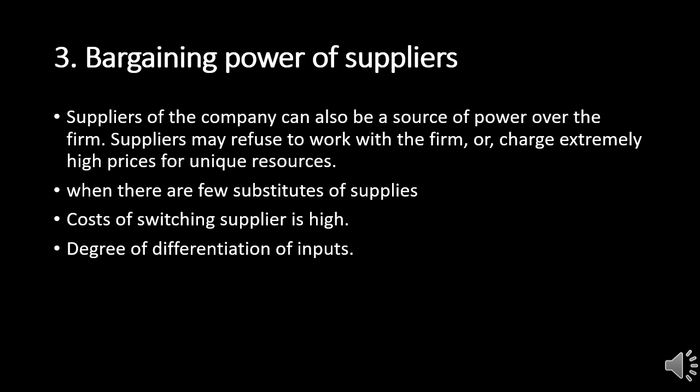The bargaining power of suppliers can be another force because suppliers supply different types of raw materials, components, and services for the company. So they also have a type of power over the firm. Suppliers may refuse, for example, to work with the firm or increase prices for unique supplies and resources. When there are few substitutes, the cost of switching suppliers is high, and the degree of differentiation of inputs is high, then the bargaining power of suppliers will be high.